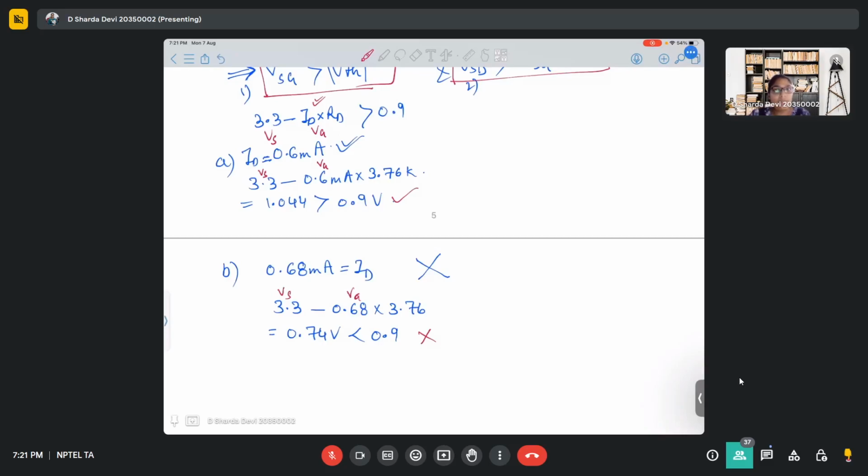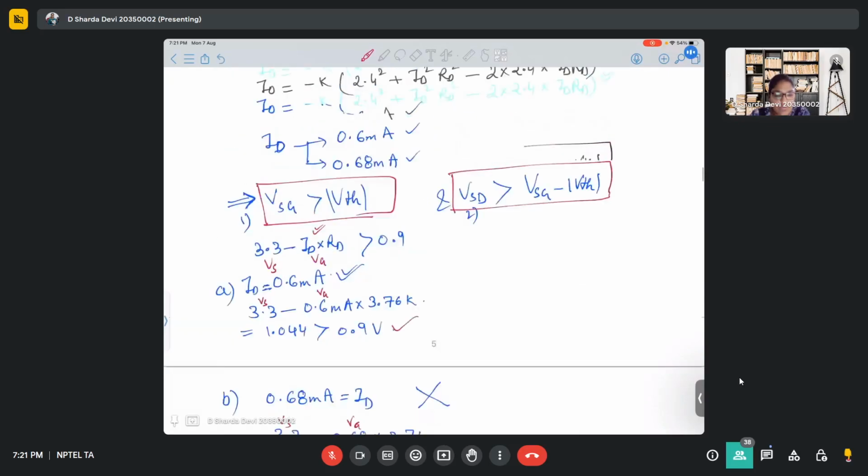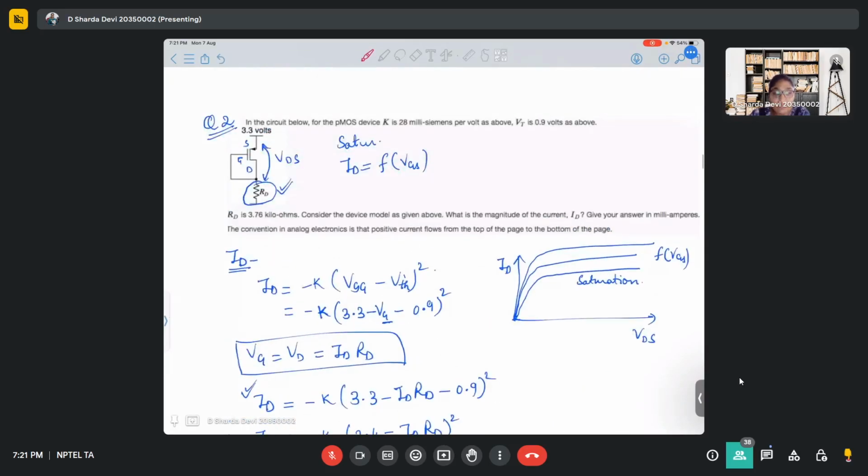Ma'am, can we solve this using KVL? Can we apply the KVL rule from top to bottom, from 3.3 volts to RD, and form an equation? In that way, ma'am, can we solve it? So how will you apply your KVL?